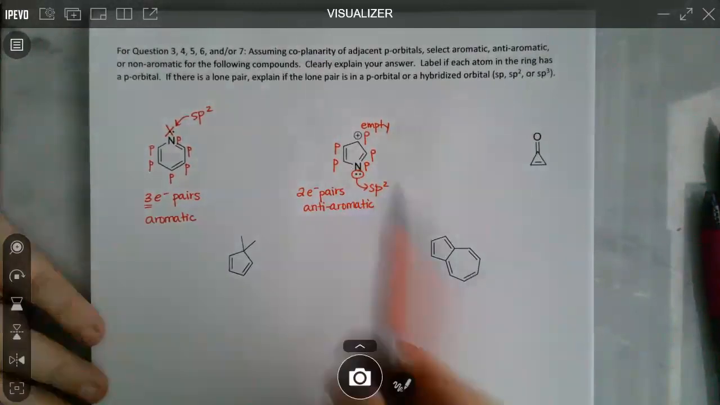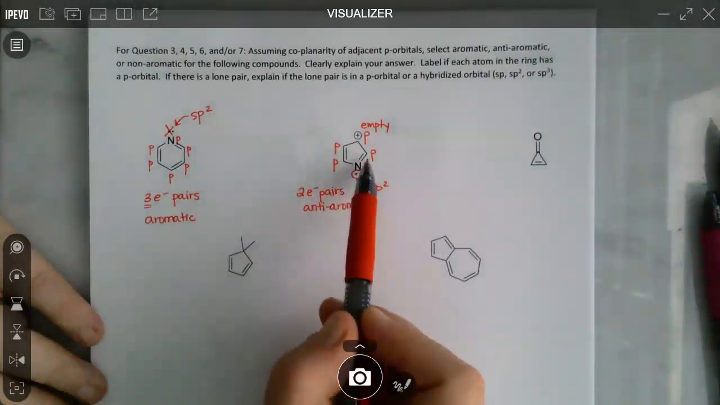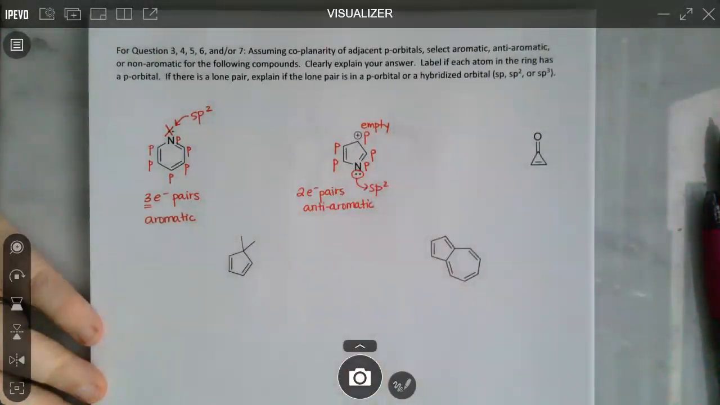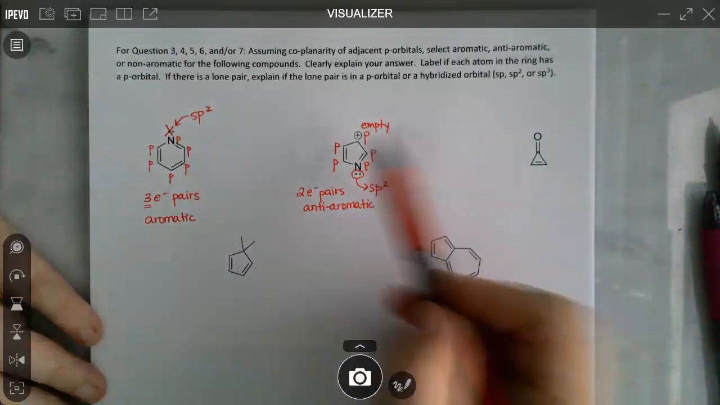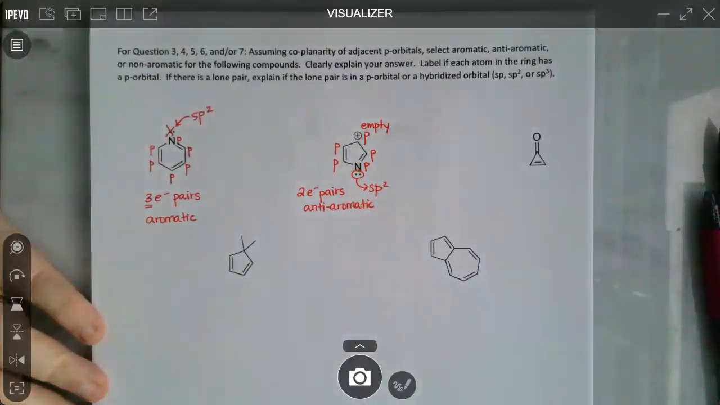And again, it's 2 because only the 2 electron pairs in the 2 pi bonds count, right? This lone pair is not in a p orbital, so it does not count. And this p orbital doesn't have any electrons in it. And the reason why we're going to call it anti-aromatic is because, remember, we're assuming coplanarity of adjacent p orbitals. So if there's an even number of electron pairs in those, we have to call it anti-aromatic.